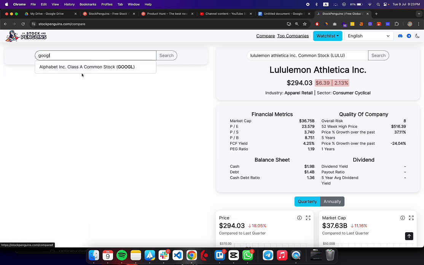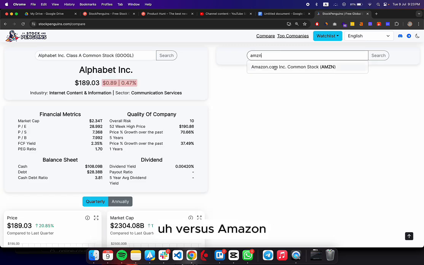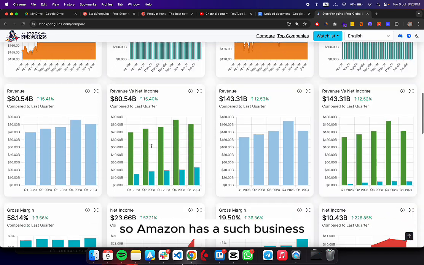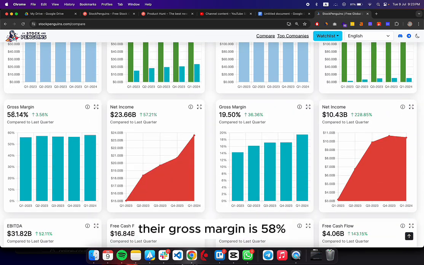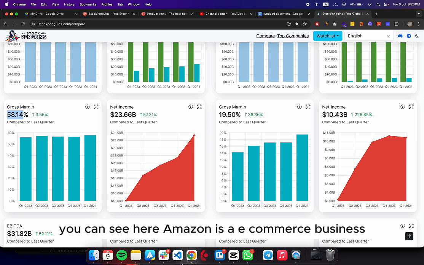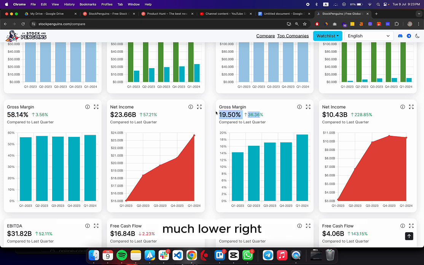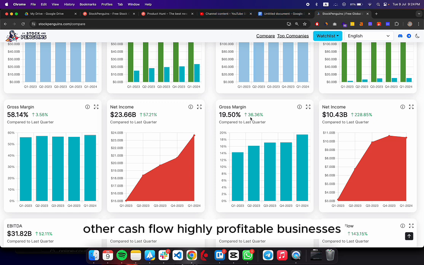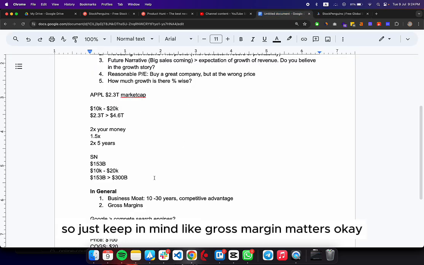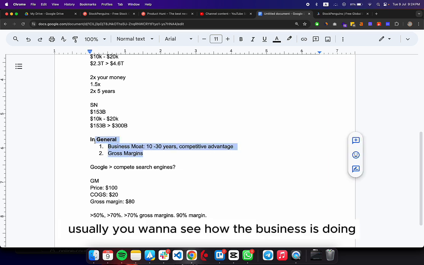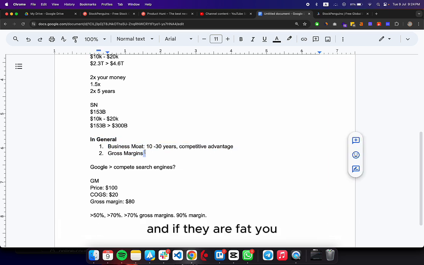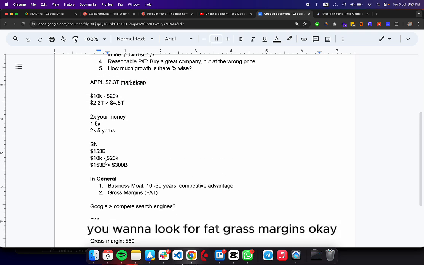So we can take a look at Google versus Amazon. Amazon has a search business. Their gross margin is 58%, you can see here. Amazon is an e-commerce business. Obviously, they sell cloud, but they put all of their businesses in the same entity. And so you can see their gross margin is much lower, right? So you must understand, Amazon is a big business because they have other highly profitable cash flow businesses, and then they combine it with the e-commerce business. So just keep in mind, gross margin matters, okay? But usually you want to see how the business is doing. And if they are fat, you want to look for fat gross margins, okay?